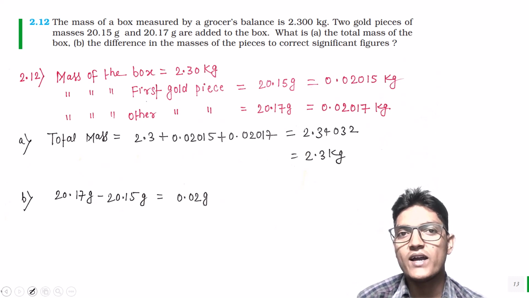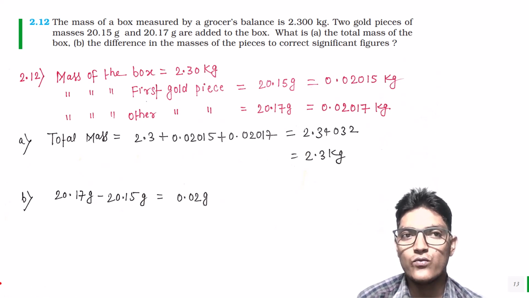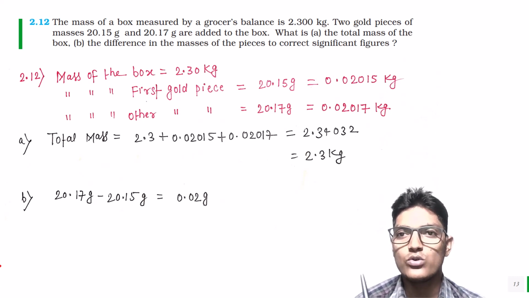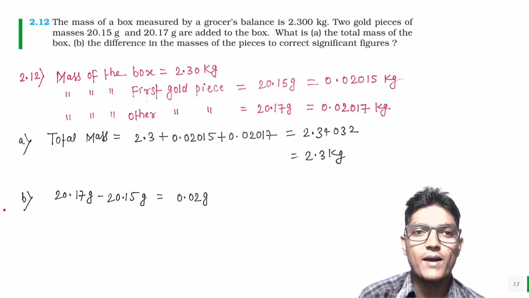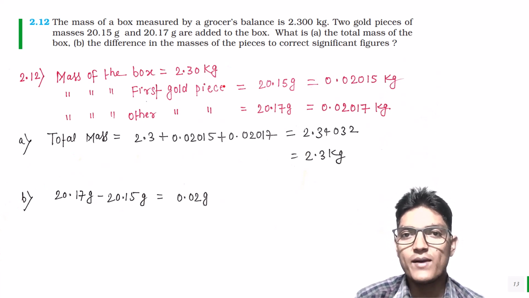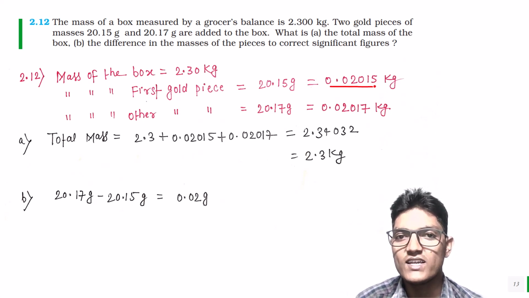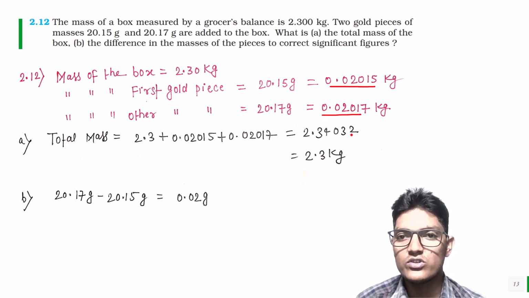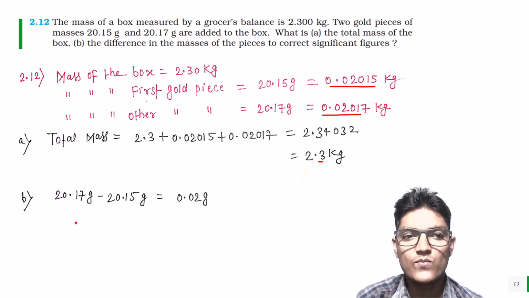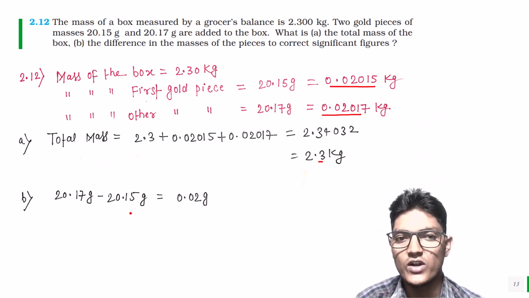Next question: the mass of the box measured by a grocer's balance is 2.3 kg. Two gold pieces of mass 20.15 gram and 20.17 gram are added to the box. So you have added 2 masses. What is the total mass of the box and the difference in the masses of the pieces to correct SF? The mass of the box is 2.3, the first gold piece is 0.02015 kg and the second is 0.02017 kg. So the total mass will be 2.340332, which is equal to 2.3 kg.